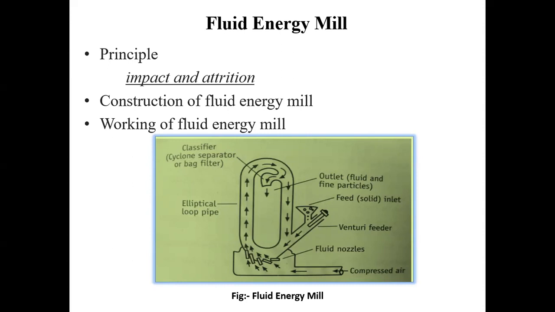Milling takes place because of high velocity collision between the suspended particles. Actually, in this equipment, the feedstock is suspended within a high velocity air stream. So impact and attrition both are possible.